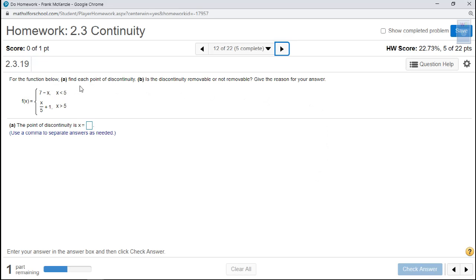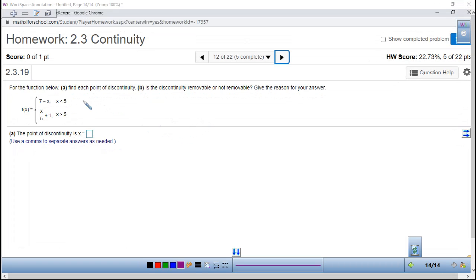All right, for the function below, find each point of discontinuity. Is the discontinuity removable or non-removable? Give the reason for your answer. Now, with piecewise functions, you're going to see piecewise functions a lot for continuity, and here's the reason. They're easy to break up into parts, whereas a polynomial or things like that are not going to be as easy to see or analytically evaluate whether it's discontinuous or continuous.